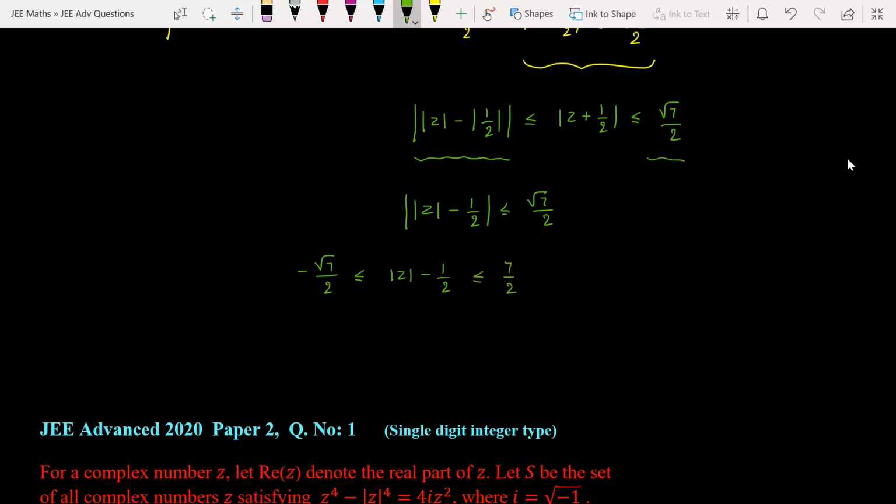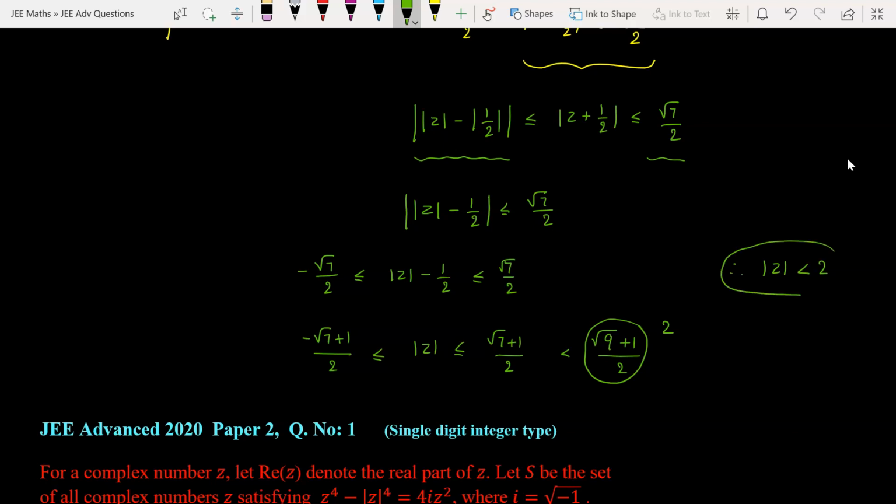Now adding half on both sides, we get minus root 7 plus 1 by 2 is less than or equal to mod z less than or equal to root 7 plus 1 by 2. Root 7 plus 1 by 2 is actually less than 2, because root 7 is less than root 9. So root 9 plus 1 by 2 is nothing but 3 plus 1, 4 by 2, which is nothing but 2. So therefore we can say mod z is in fact strictly less than 2, right?